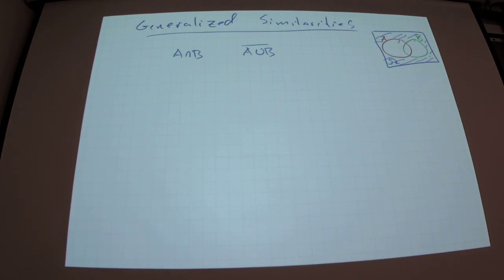Okay, and then I'm going to use one more operation here called the symmetric difference. The symmetric difference between sets A and B is going to be the things that are in either A or B, but not in both. Okay, so the symmetric difference is going to be this region. It's in A but not in B, or it's in B but it's not in A.